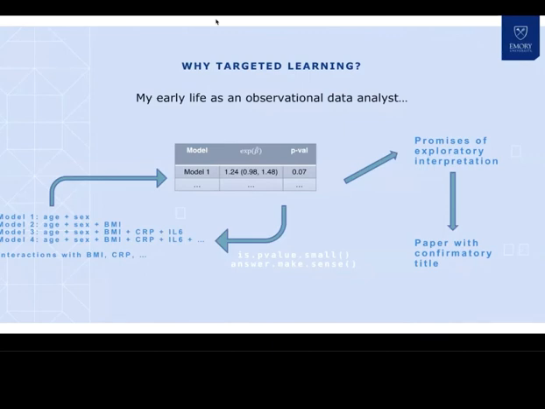And we're not gonna do just one Cox model. We're gonna first do a model that adjusts for age and sex in our exposure of interest. Then we're gonna maybe add in BMI to that model. And then we're gonna maybe add in some inflammatory markers. And you come up with this kind of laundry list of models. And that's the way that science progressed at that point.